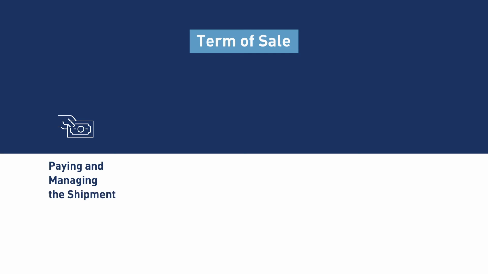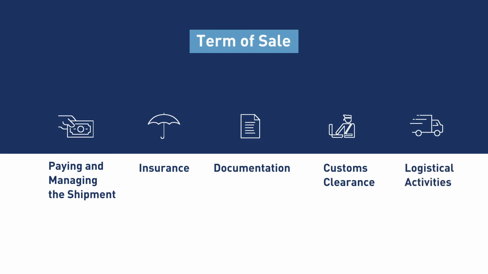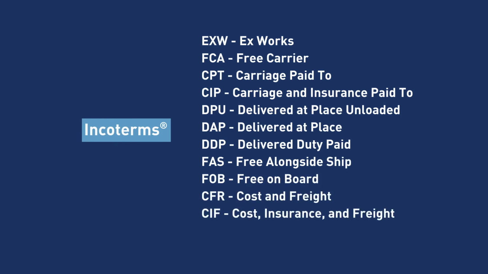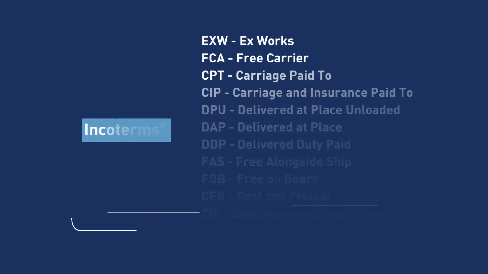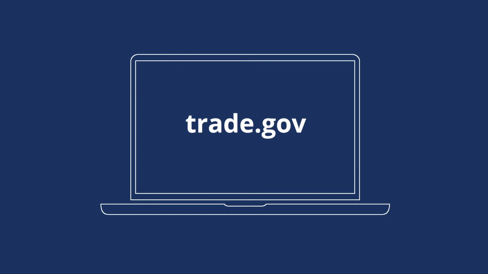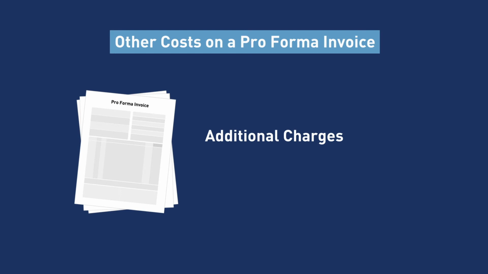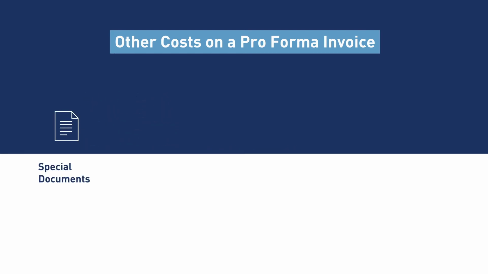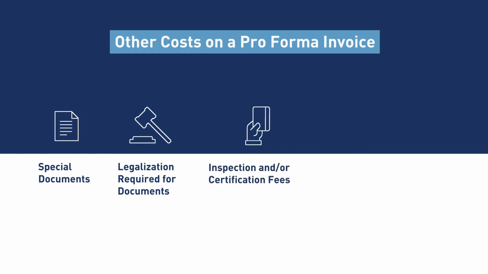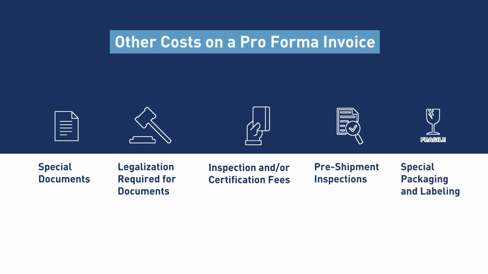A term of sale specifies who is responsible for paying for and managing the shipment, insurance, documentation, customs clearance, and other logistical activities. You can use Incoterms, which are internationally recognized terms. You can learn more about them on trade.gov. Other items that should appear on a pro forma invoice include additional charges, such as special documents, legalization required for documents, inspection and/or certification fees, pre-shipment inspections, and special packaging and labeling.